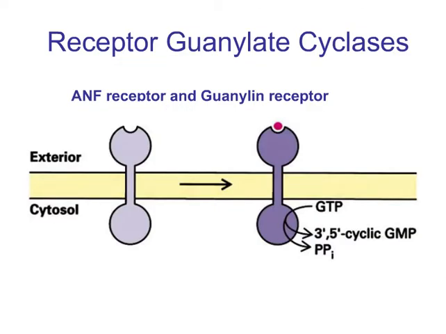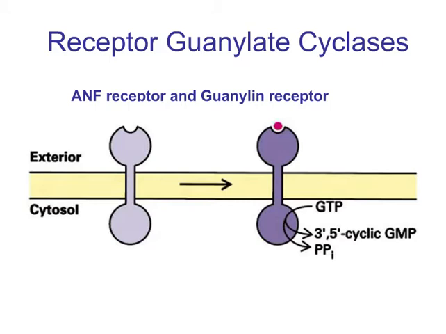There are two peptide families that bind to cell surface receptors that have cytosolic guanylate cyclase activities. Both the atrial natriuretic factors and the guanylin factors bind to cell surface receptors that produce cyclic GMP. ANF factors are produced by the heart and bind to receptors in the kidney to regulate sodium excretion, and therefore fluid volume of the blood. Guanylin peptides are released by goblet cells in the intestine and regulate fluid absorption in the intestine.